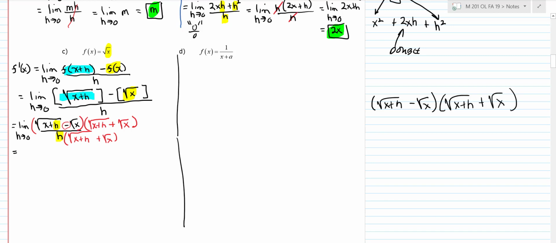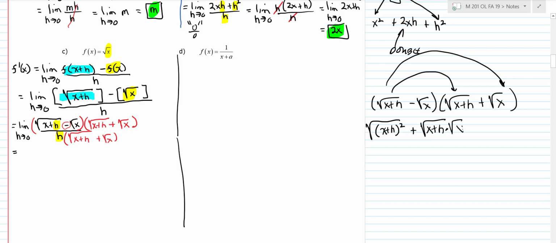Okay, so let me take you through how the FOIL works on this. This is the first term, and what that would be is the square root of x plus h times itself. Well, the radical's going to go away, right? Okay, the outside term is this times this. Now, they're both under a radical, and you don't have to put them together. You can just write this as square root of x plus h times square root of x. That's good enough. The inside term is the same thing, except it's a negative. So you'd have minus square root of x plus h times square root of x.